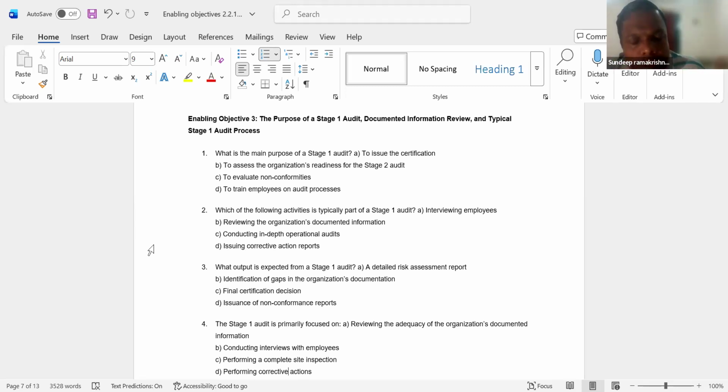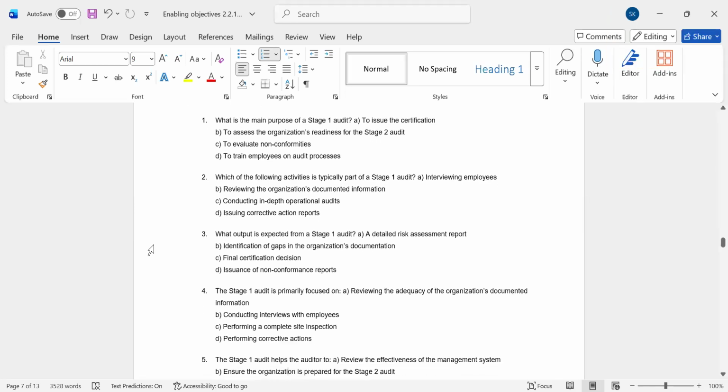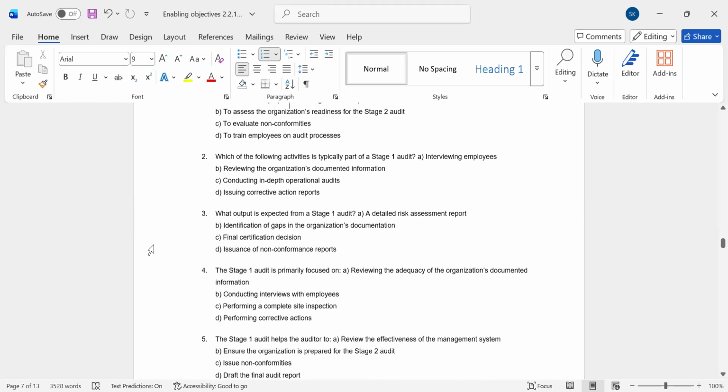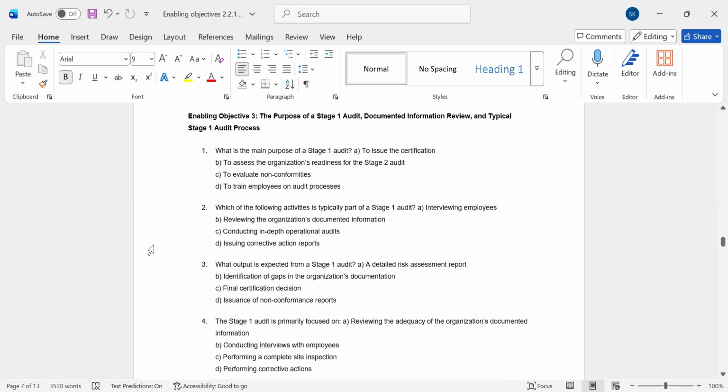See, stage 1 is a document review, and you check whether all documents as per standards requirement are available, and the output of stage 1 is to assess readiness for stage 2. Right. Next question. Sir, can you please discuss option D also, to train employees on audit process, in which stage it is done?